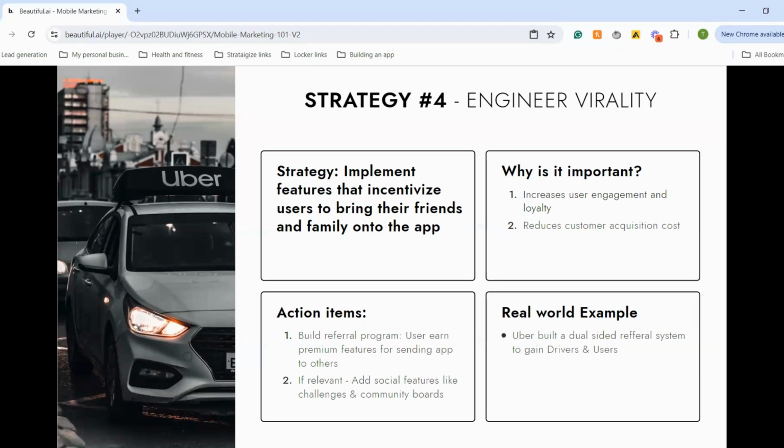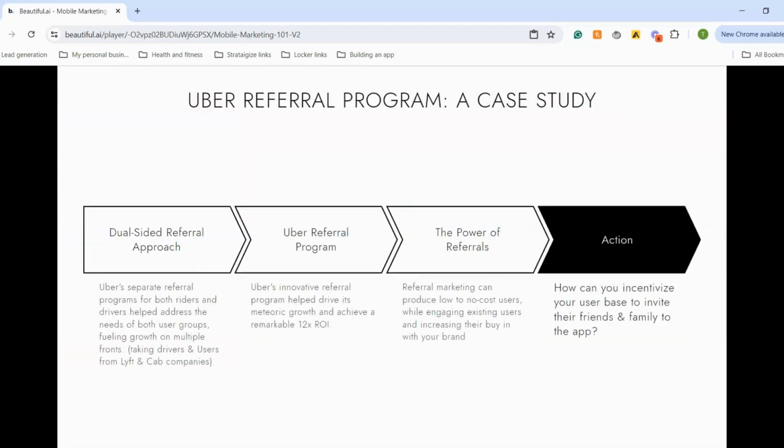A real world example of a company that has really engineered this virality in their growth is Uber. So when Uber was first getting started, they implemented a dual-sided referral approach. So they had a program for both riders as well as drivers to invite their friends and family onto the app. So on the driver's side, if you invited a friend and they became a driver, you'd get a one-time cash payment. And then on the rider side, if you invited people on, you would get a free ride. So it can be a really great way of incentivizing your users to really be the marketers for you, grow your app with you.